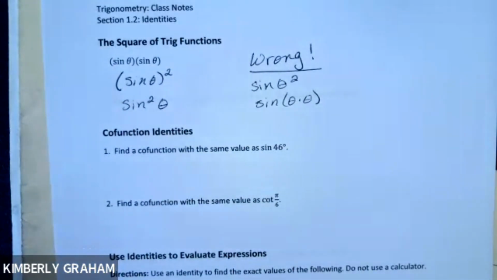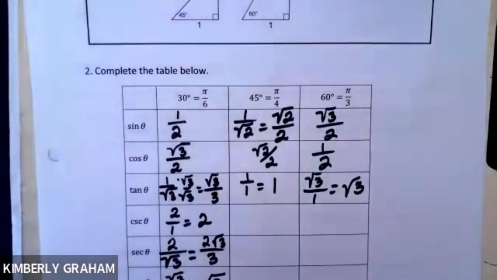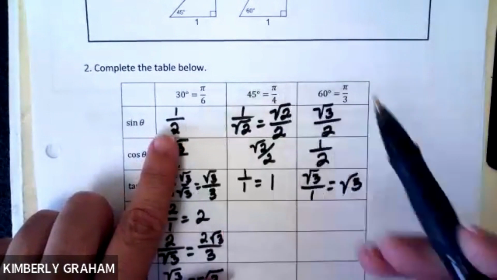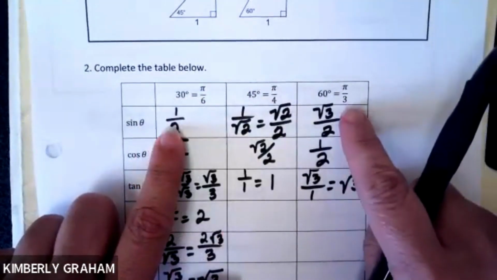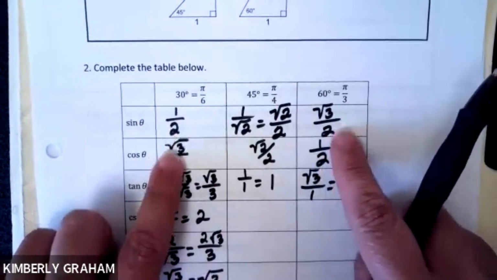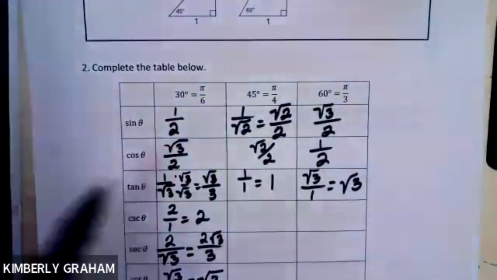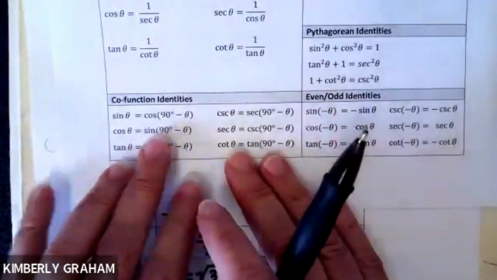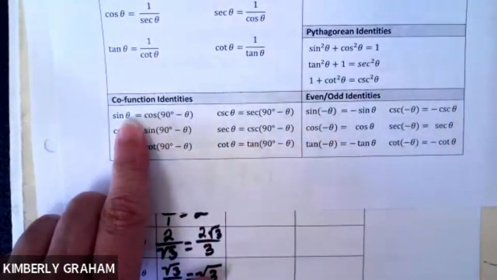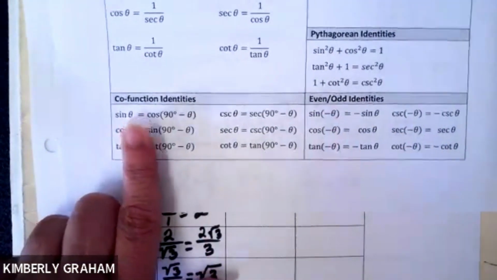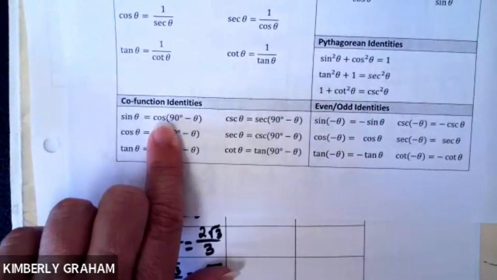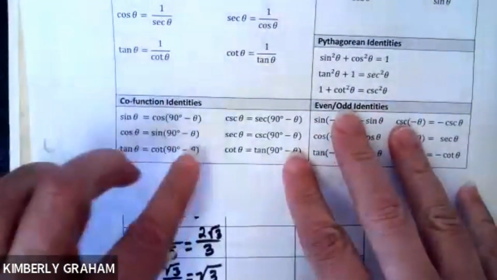Okay, the next thing I want to do is to look at cofunction identities. And we've seen before how the sine of 30 degrees is equal to the cosine of 60, right? These numbers here just kind of swapped. And that is part of what is called your cofunction identities. The sine of a 20-degree angle is going to equal the cosine of a 70-degree angle. So we're going to work with some problems using these cofunction identities.